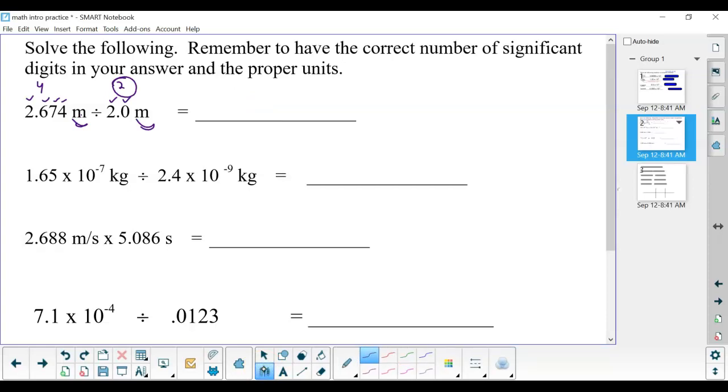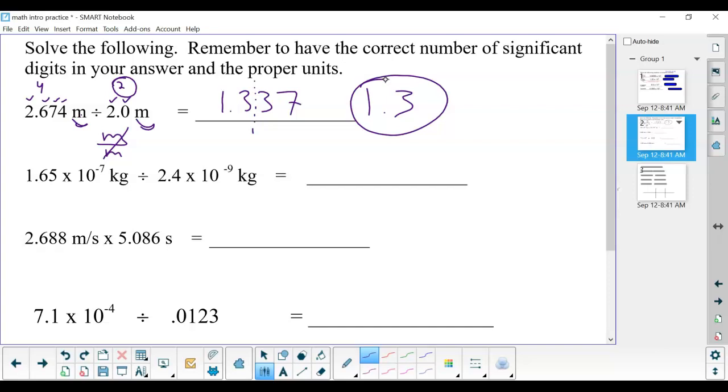2.674 divided by 2 equals 1.337. Again, 2 significant digits. The 3 keeps it the same, 1.3. That's a bad 3. And when I have meters divided by meters, something on top and the bottom is going to cancel out. That's my actual answer.